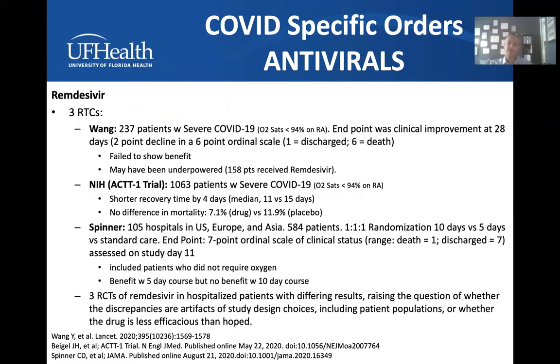On remdesivir, it was given an emergency authorization by the U.S. Food and Drug Administration in May of 2020 for patients hospitalized with severe COVID-19 disease. To date, there are 3 randomized controlled trials available. The first one was done by Wang et al. in 10 hospitals in Hubei, China. They randomized patients with severe COVID-19 disease in a 2-to-1 ratio to remdesivir versus placebo for 10 days.